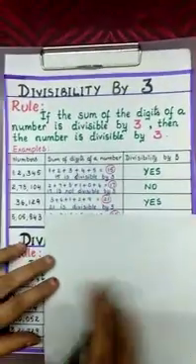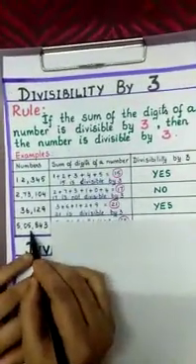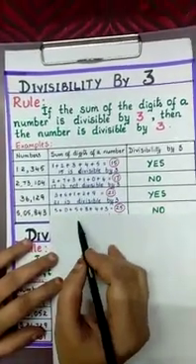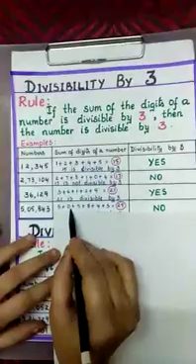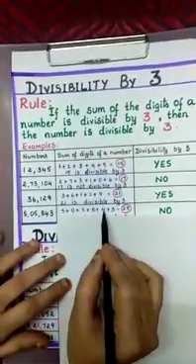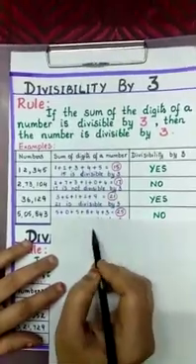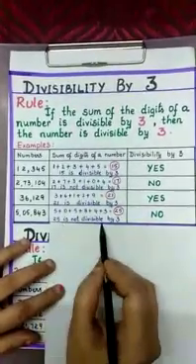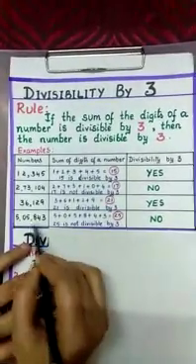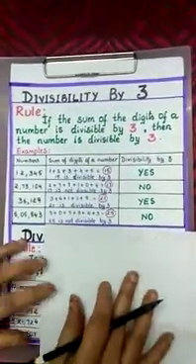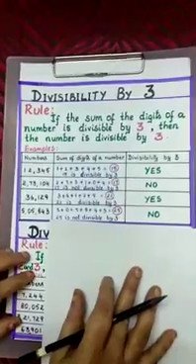Now you see the last number. 5,05,843. Now you see here, sum of digits 5 plus 0 plus 5 plus 8 plus 4 plus 3, which is 25. Is 25 divisible by 3? 25 is not divisible by 3. Hence this number is not divisible by 3. So this is the way we check the divisibility rule by 3.